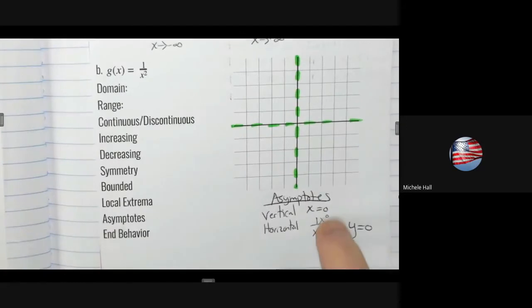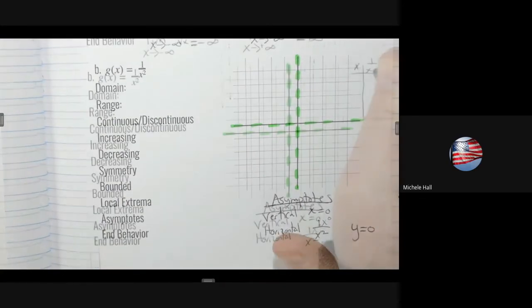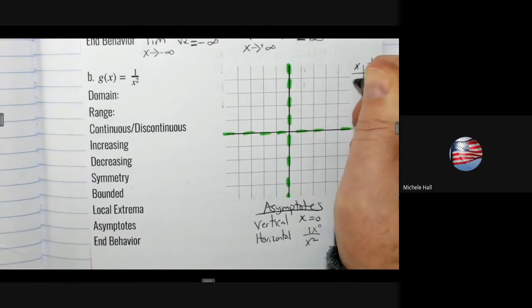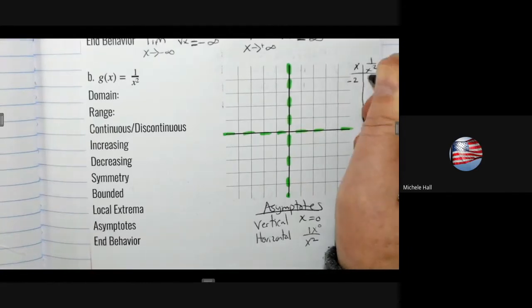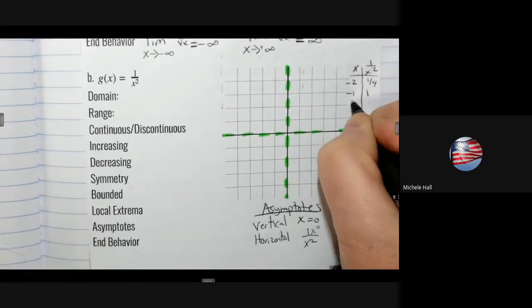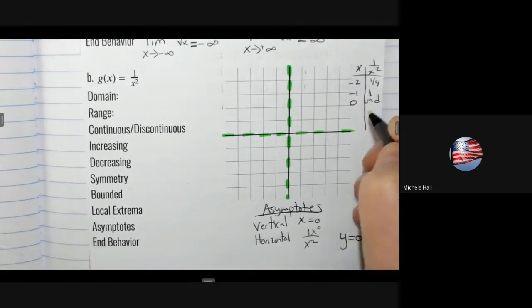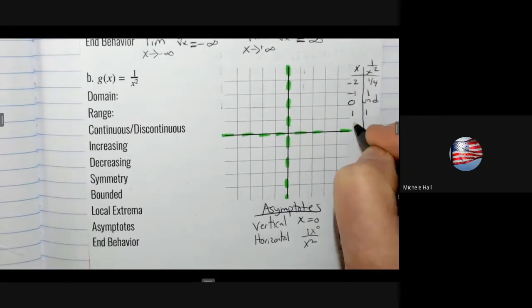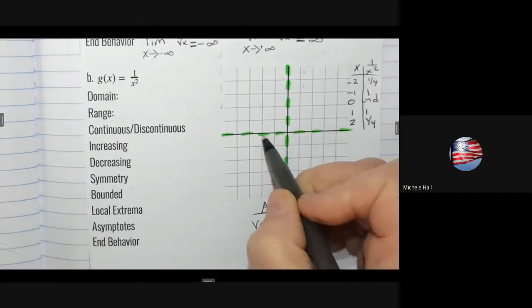Remember, if the degrees were the same, if it was x squared over x squared, you would just peel off the coefficients, and that would be where your asymptote was at. Now, graphing this. All right, x is -2. We have 1/4. When x is -1, we get 1. When x is 0, we don't get anything. It's undefined. When x is 1, we get 1. When x is 2, we get 1/4.